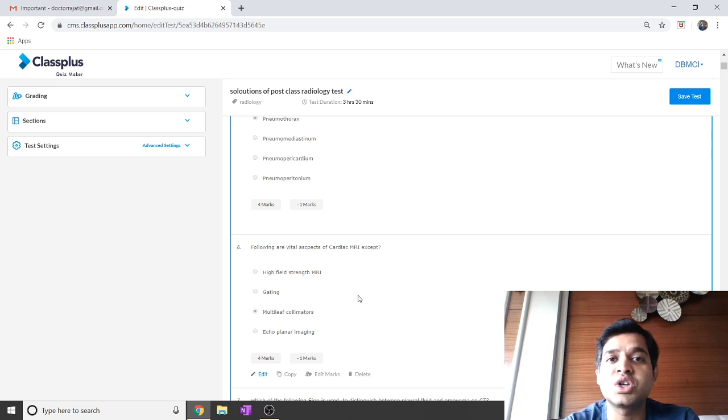Multi-leaf collimators are used in nuclear scans. They are not used in cardiac MRI. Gating will be needed. You need high field strength MRI. At least 3 Tesla MRI is required for a good cardiac MRI, and echoplanar images are used to acquire the images.